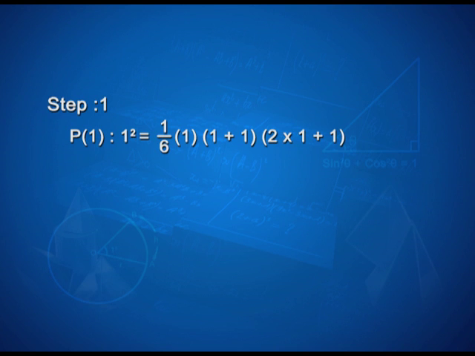In step 1, p of 1 is 1 square, which is equal to 1 upon 6 into 1 into 1 plus 1 into 2 into 1 plus 1, which can be simplified as 1 upon 6 into 2 into 3. This gives us 1 is equal to 1. Therefore, p of 1 is true.